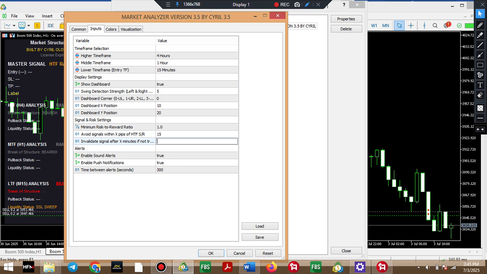You can increase it to 60. Probably you are sure that the signal is going to trigger, so you can increase it to 60. Then if you are using a VPS, make sure this enable sound alert and enable push notification is true. So every 3 minutes it is going to pop up and inform you that there's a signal on this time frame, this particular pair.